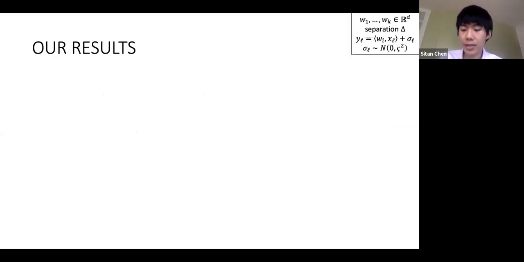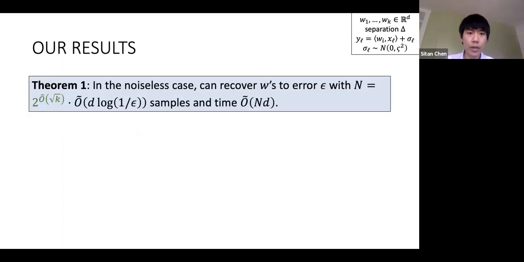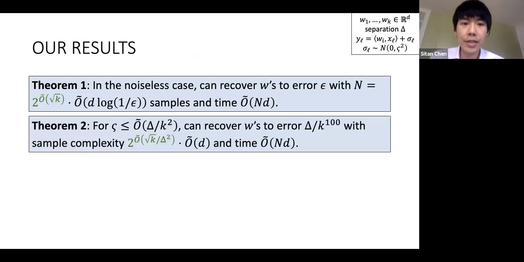So now, what do we show? We show that, perhaps surprisingly, you can circumvent this exp of k barrier by going just slightly beyond the method of moments paradigm. First, in the noiseless case, we show that you can achieve the same kind of sample complexity guarantee as Li and Liang, but you can improve the dependence on k from 2 to the k to 2 to the root k. Correspondingly, in the noisy case, we can't hope for linear convergence, but we can still get very good error using samples scaling subexponentially in k as well, for modest levels of white noise.